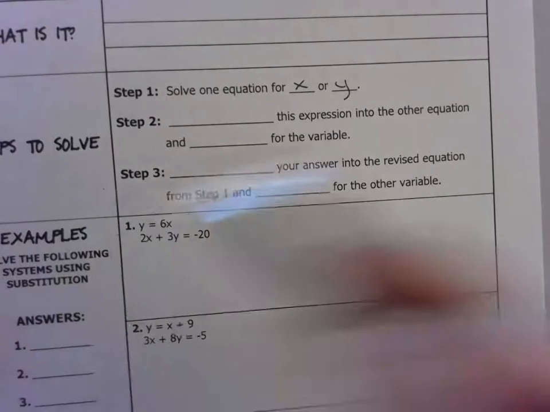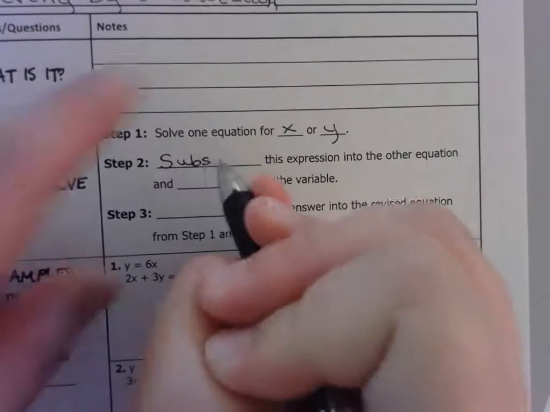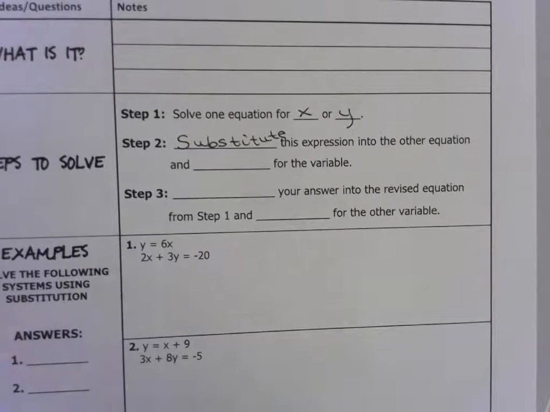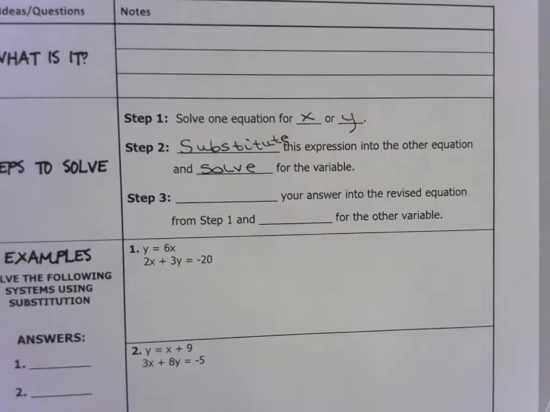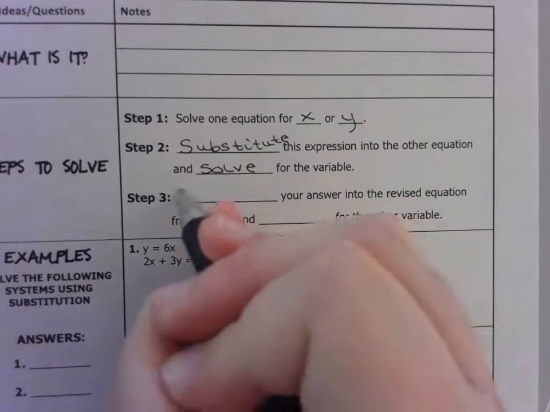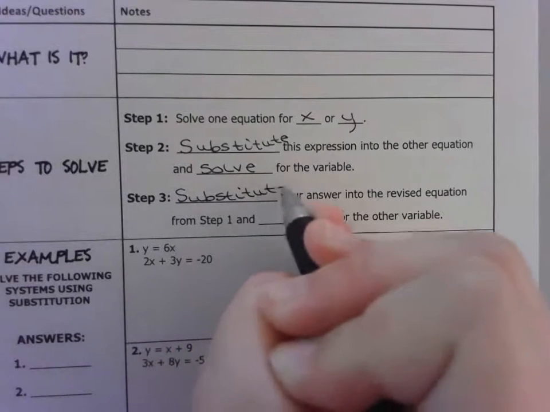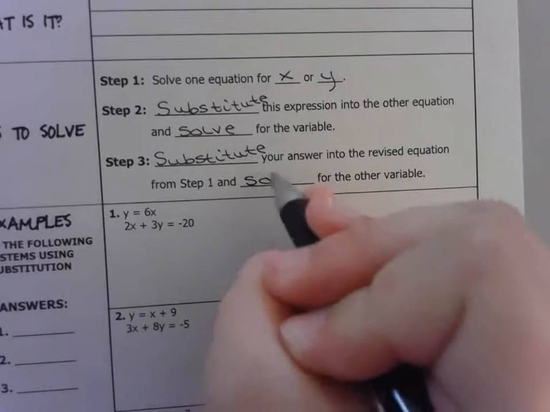Step 2, you're going to substitute this expression into the other equation and solve for the variable. And then you're going to substitute again. You're going to substitute your answer into the revised equation from step 1 and solve for the other variable.